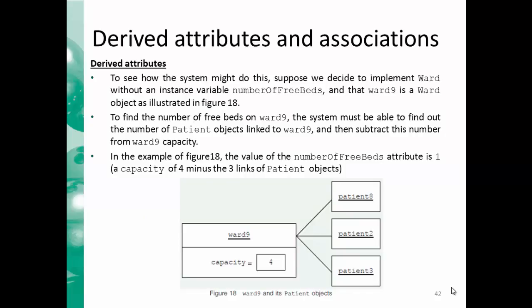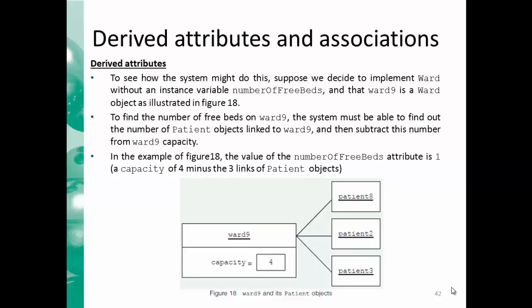So for example, here you find that ward 9 has a capacity of 4. In case any patient is admitted to the ward, the number of available beds will be reduced by 1. If any patient checks out from the ward, then the number of free beds will be increased, considering that we have a maximum capacity of 4 beds.